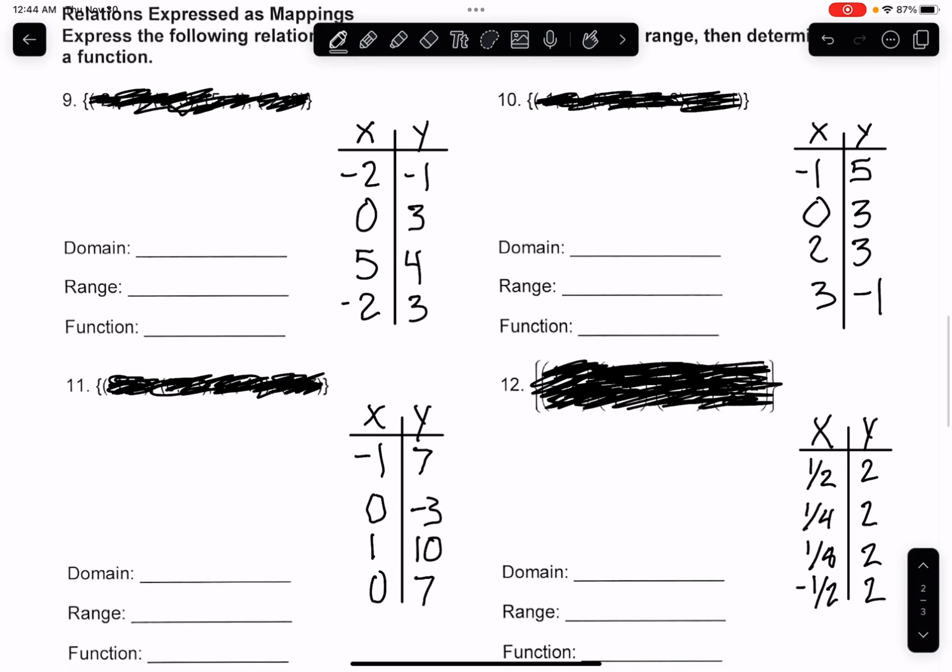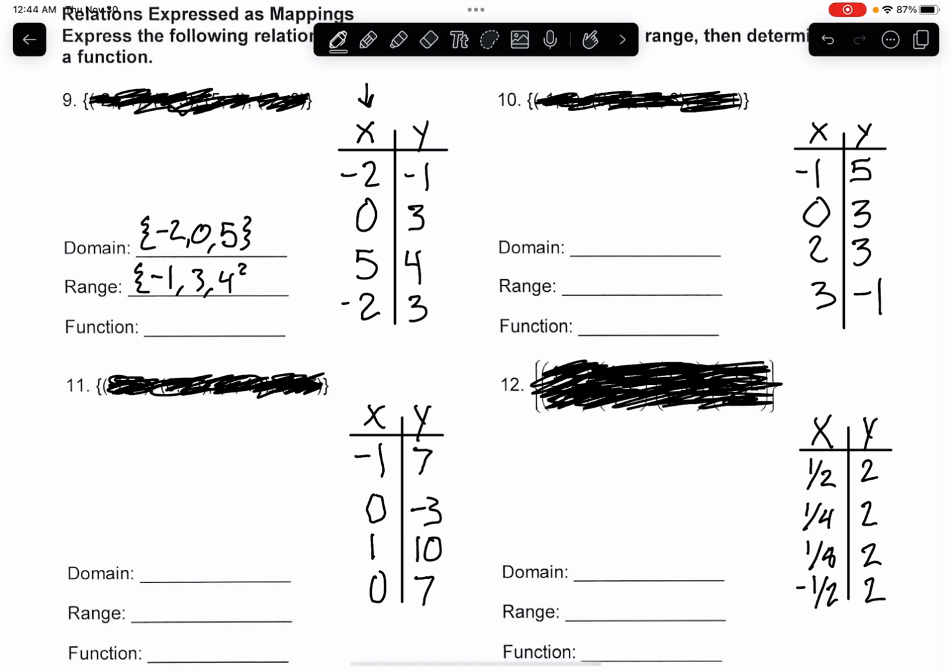All right, and here we go. This should be super easy here because domain is just our set of x values. So I'm just looking at my x column. So we've got -2, 0, and 5. We have another -2, but we don't repeat it. And then range, we have -1, 3, and 4. Another 3, but I don't rewrite it. It's already accounted for here. Is it a function? Well, I've got a -2 and a -2, a repeated x value, so no.